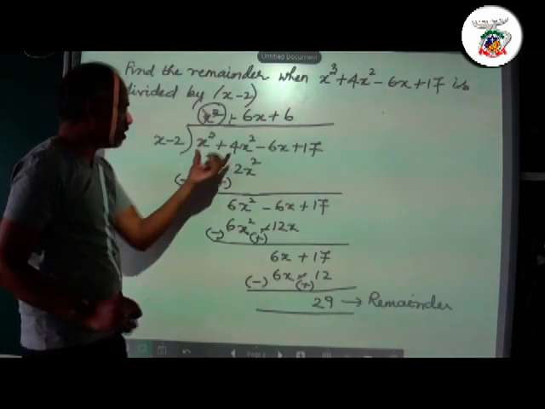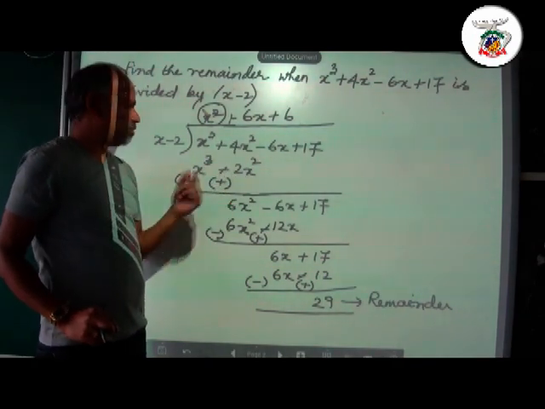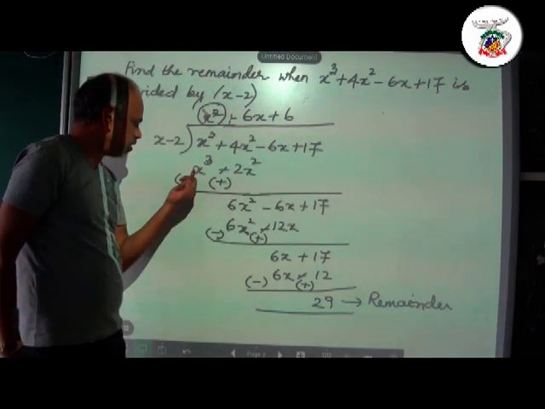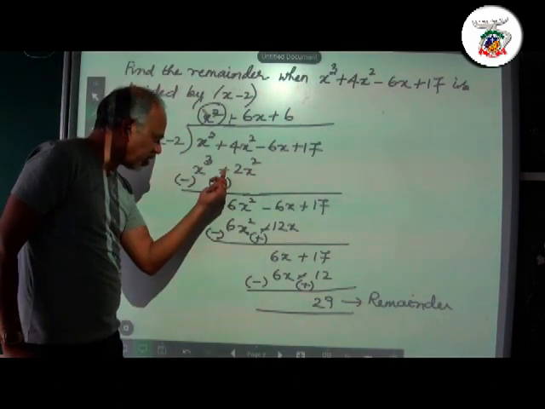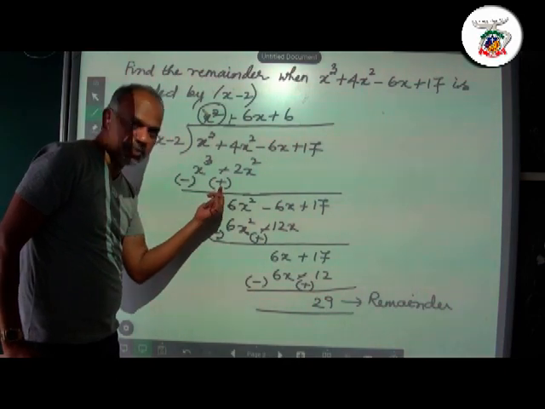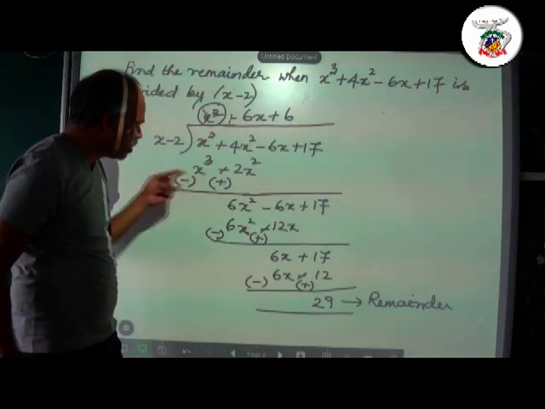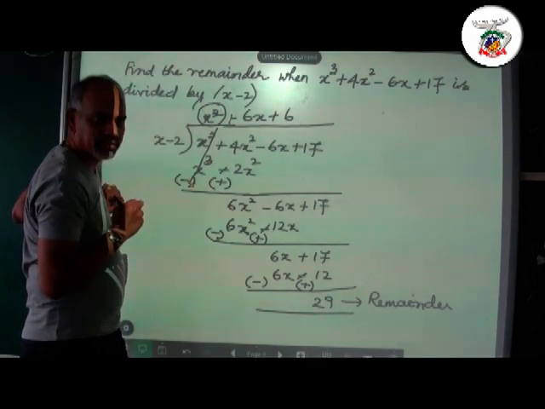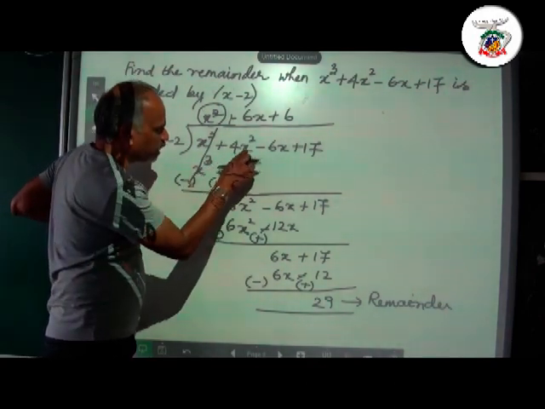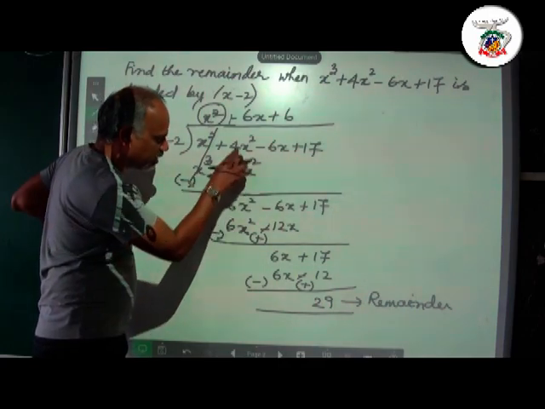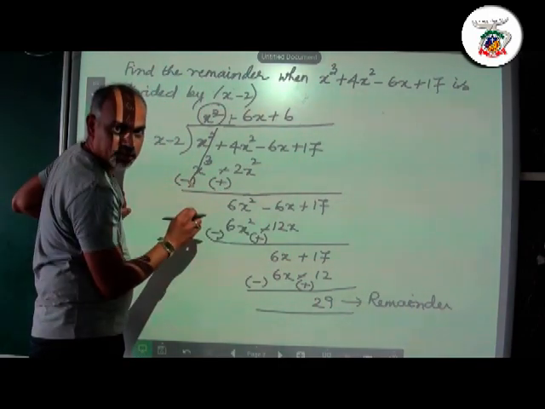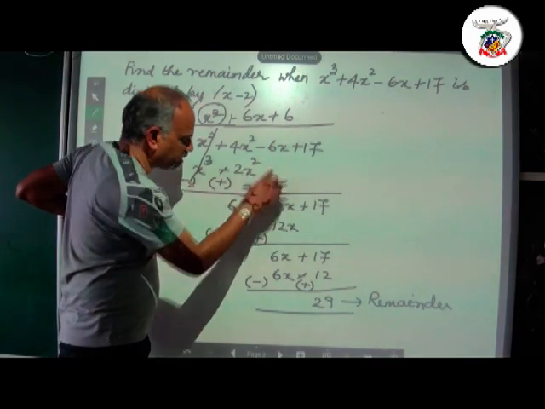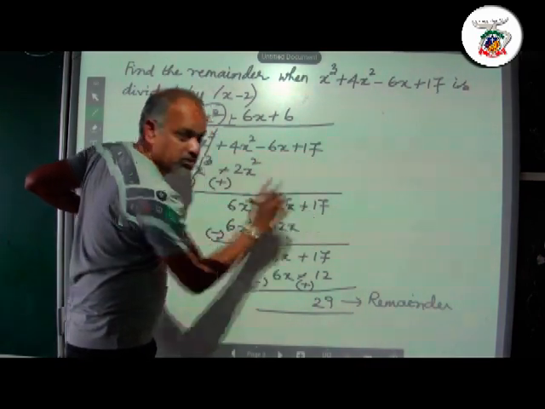Now we are going to subtract these 2. So when you subtract, you are going to change the signs of both these terms. So this becomes minus, and this was minus, I cancel that and I put a plus. Now add both of them. x cubed minus x cubed gets cancelled. Then plus 4x squared plus 2x squared gives you 6x squared. And then bring the other 2 terms down. That's minus 6x and plus 17 comes down.